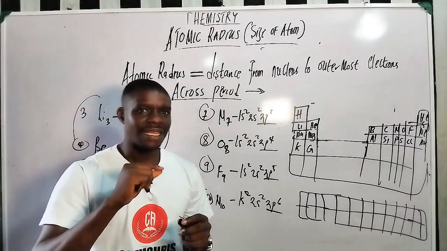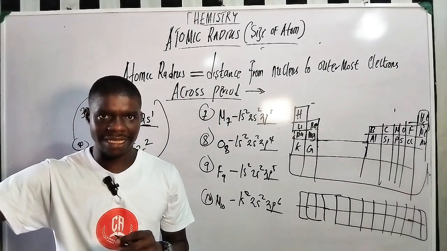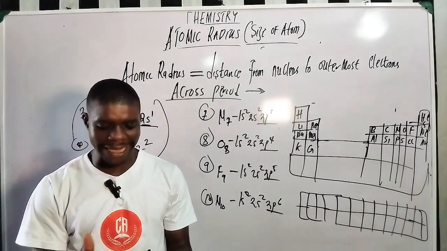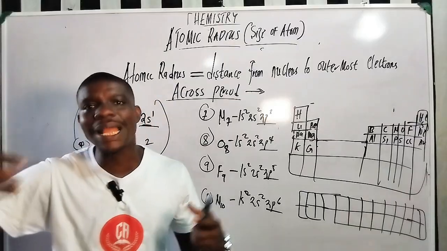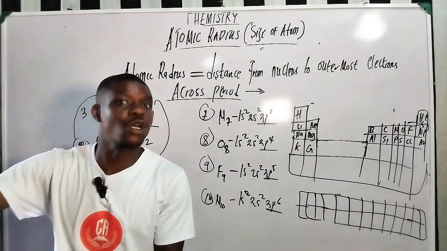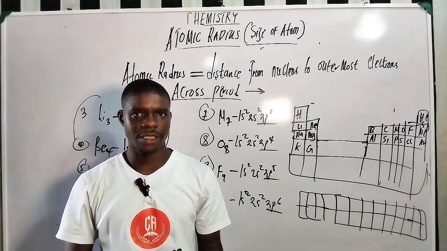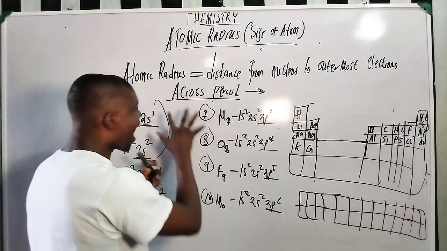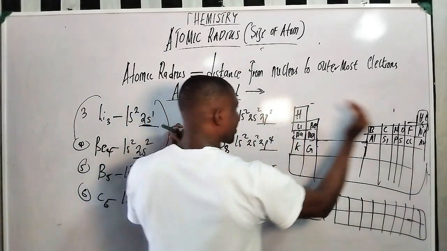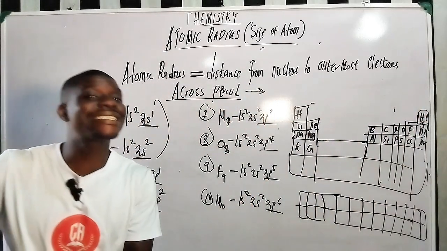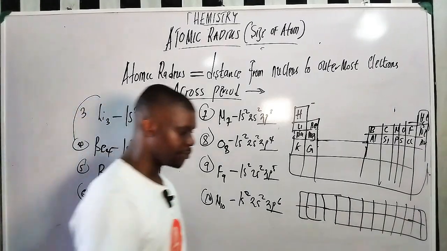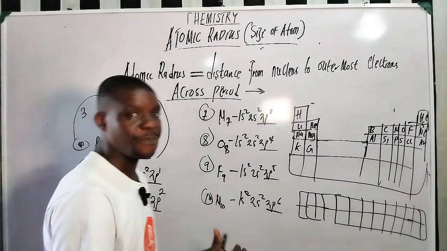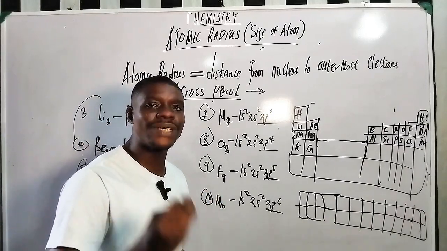Now, remember, as the proton number increases, what happens to the nuclear charge? The nuclear charge increases, right? And as nuclear charge increases, what happens to the size of the atom? The size of the atom decreases. So as we move from left to right across a period, please pay attention, the size of the atom decreases. I want you to understand that. Please take it down.